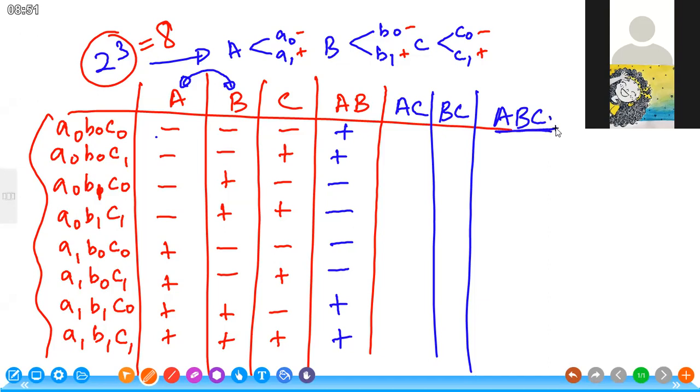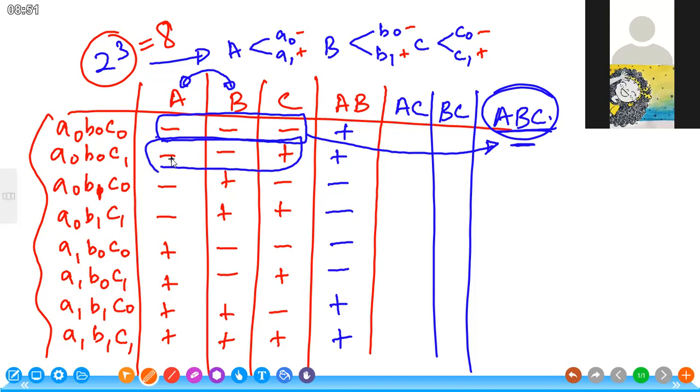For ABC, how do we get the value? We multiply all three. For example, the first is minus. Right? Minus into minus is plus, plus into minus is minus. What about the second one? Minus into minus is plus, plus into plus is plus. The second one is plus. So likewise, we give the notation.